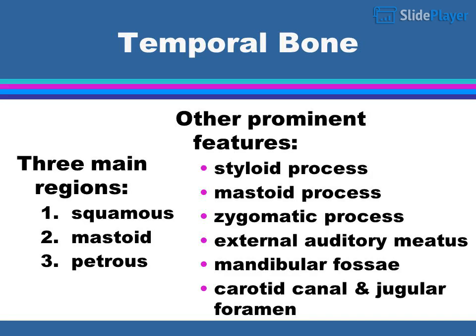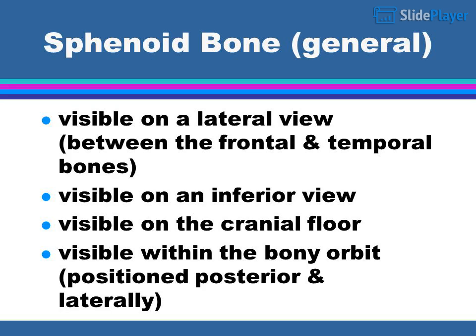Temporal bone. Other prominent features: styloid process, mastoid process, zygomatic process, external auditory meatus, mandibular fossae, carotid canal and jugular foramen. 3 main regions: 1. Squamous. 2. Mastoid. 3. Petrous.